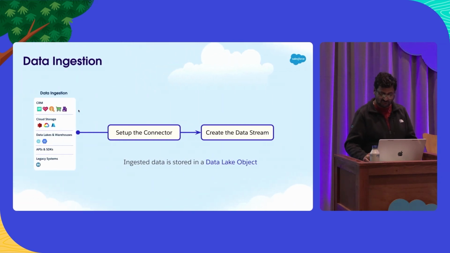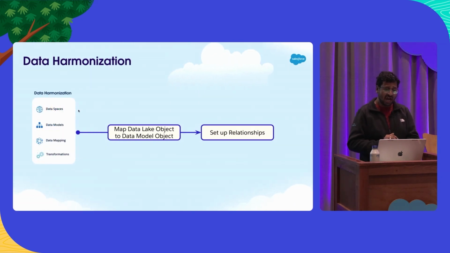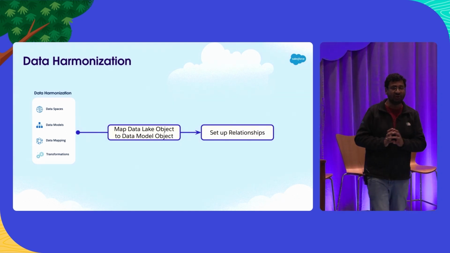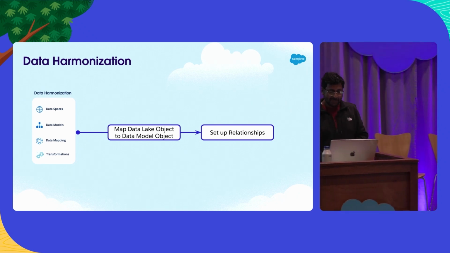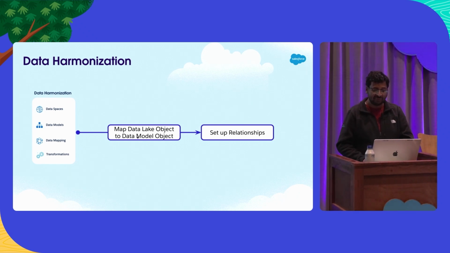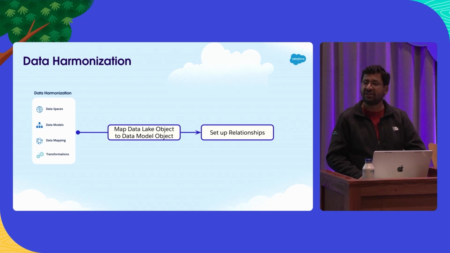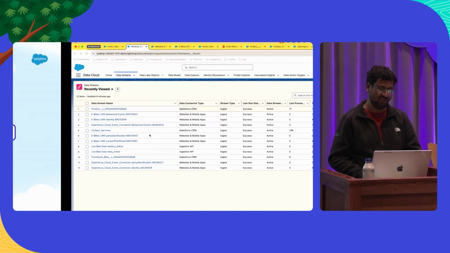The next step is to harmonize the data. So you have all of the data sitting in a data lake object. I'll show you how it sits. You are going to map that data lake object to some canonical object called customer 360 data model, so that you will have a single format. You have all the records from wherever it is coming. All of the records are going to be put into a single format, and then you can start using that. Let's see how we do that in the app.